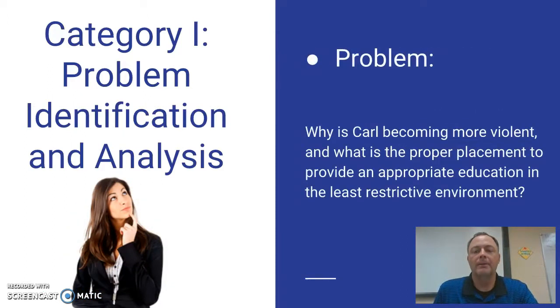So, what's the problem then? The problem is, why is Carl becoming more violent, and what is the proper placement to provide an appropriate education in the least restrictive environment? We want Carl to have a good education, a quality education, and we also want everyone else to benefit as well.